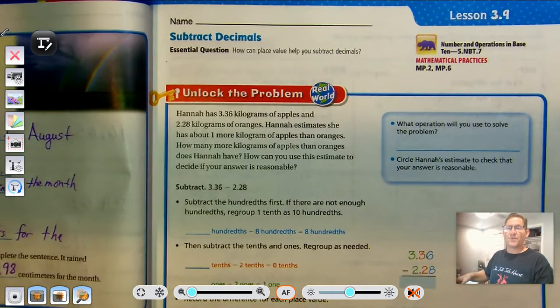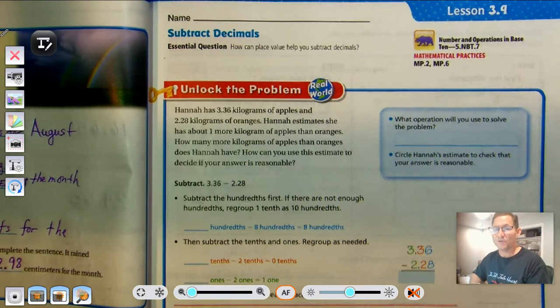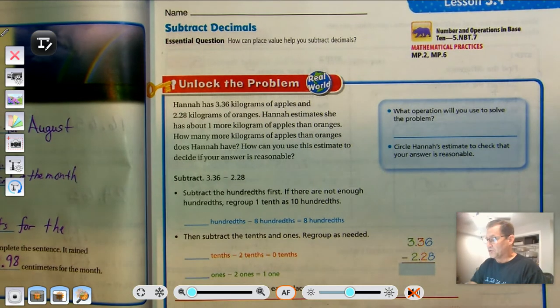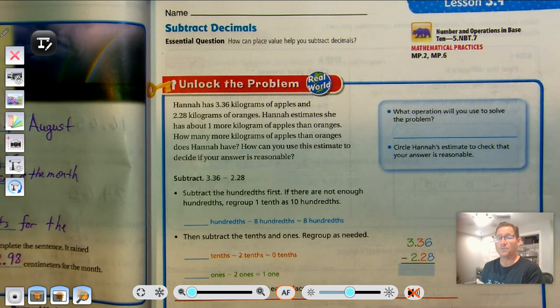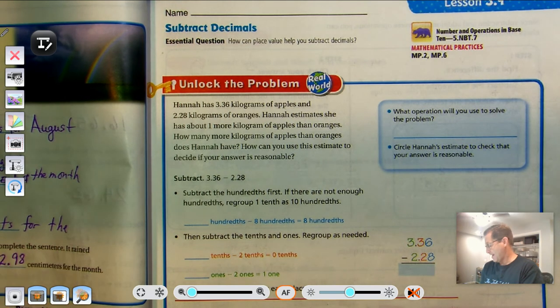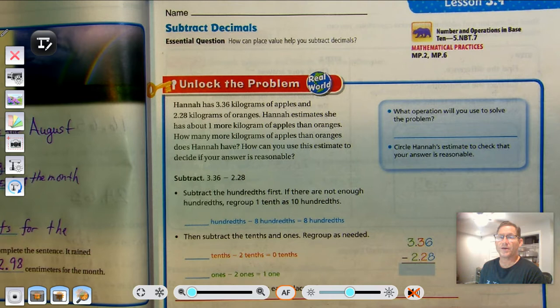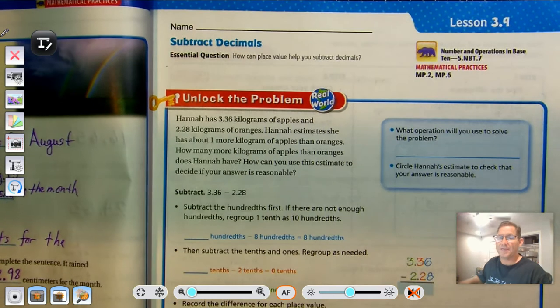Hello, everybody. So we're going to continue with lesson 3.9, subtract decimals. Our essential question is, how can place value help you subtract decimals? So we're going to basically keep the same idea that we had in lesson 3.8, where we have to make sure that we line up all of our decimal place values. And we are on page 143 of the 5th grade Go Math textbook.